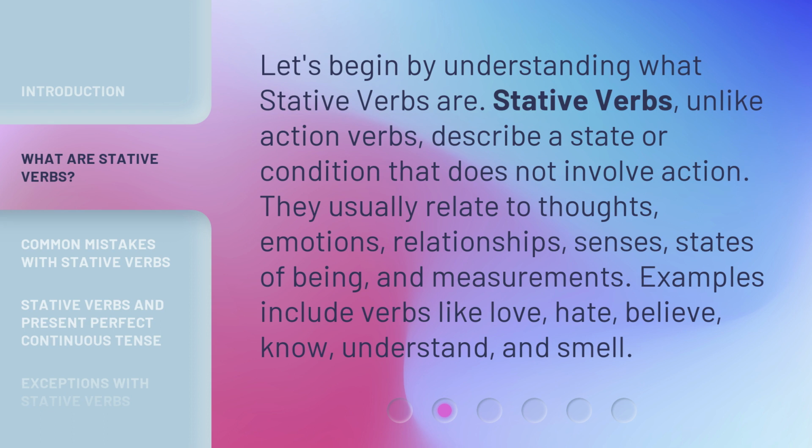Let's begin by understanding what stative verbs are. Stative verbs, unlike action verbs, describe a state or condition that does not involve action. They usually relate to thoughts, emotions, relationships, senses, states of being, and measurements. Examples include verbs like love, hate, believe, know, understand, and smell.